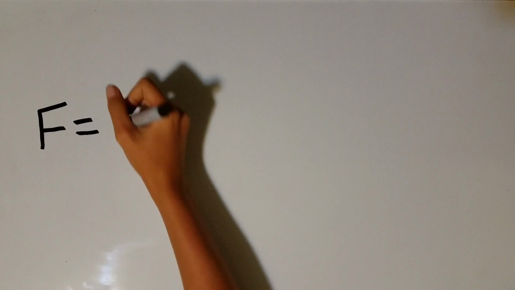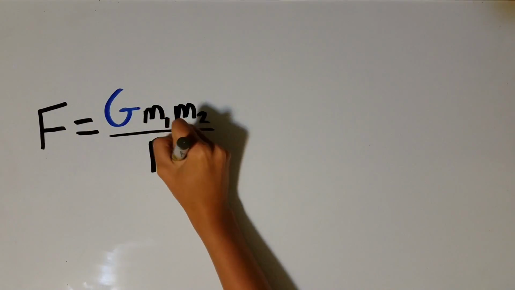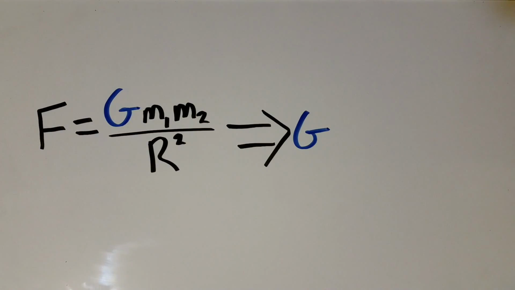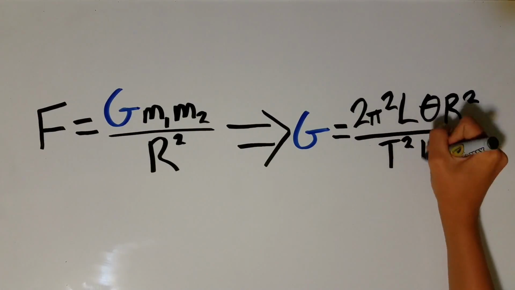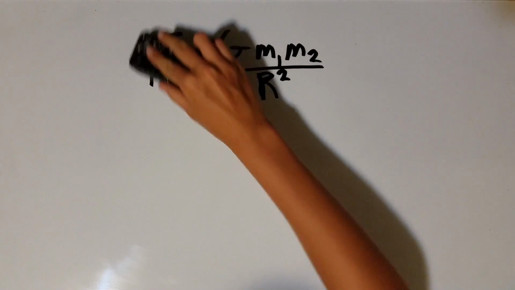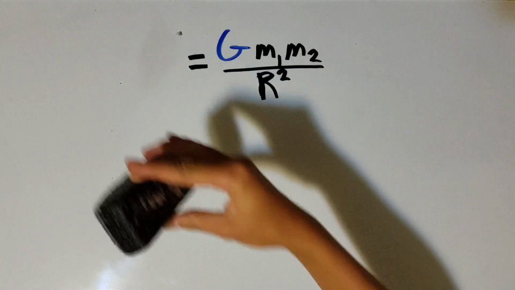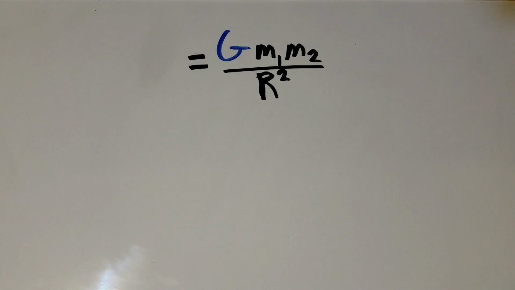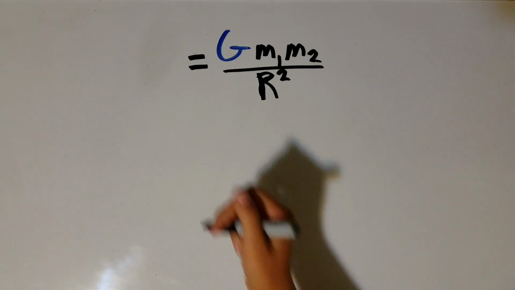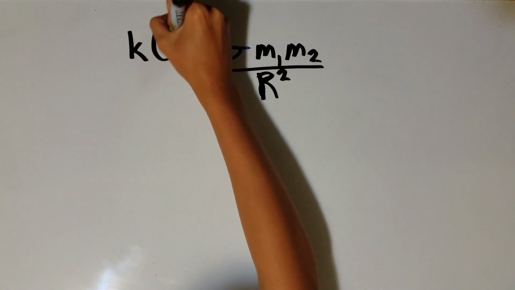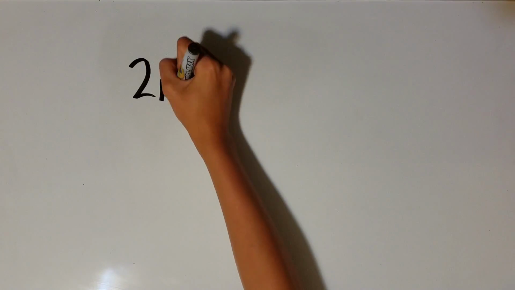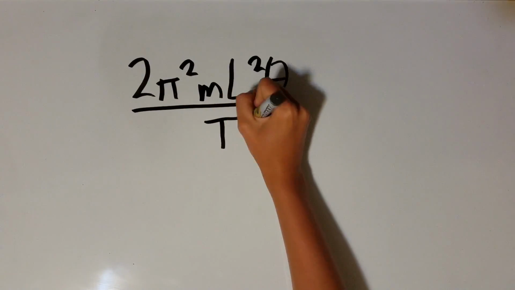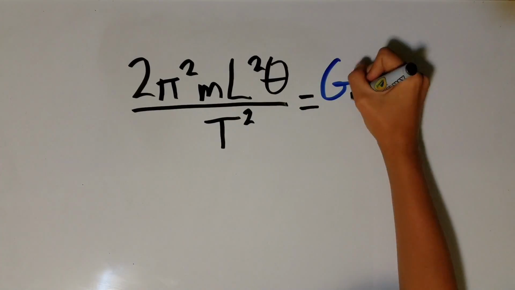of my ability. As it turns out, F equals G m1 m2 over r squared can be rewritten as G equals 2 pi squared L theta r squared divided by t squared m. This is accomplished through substituting kappa theta over L for F, where K, or kappa, is the torsion coefficient of the string and theta is the angle the bar turns from the rest position to the equilibrium point, measured in radians. K can then be replaced by 2 pi squared m L squared theta divided by t squared, where L is the total length of the bar in meters.